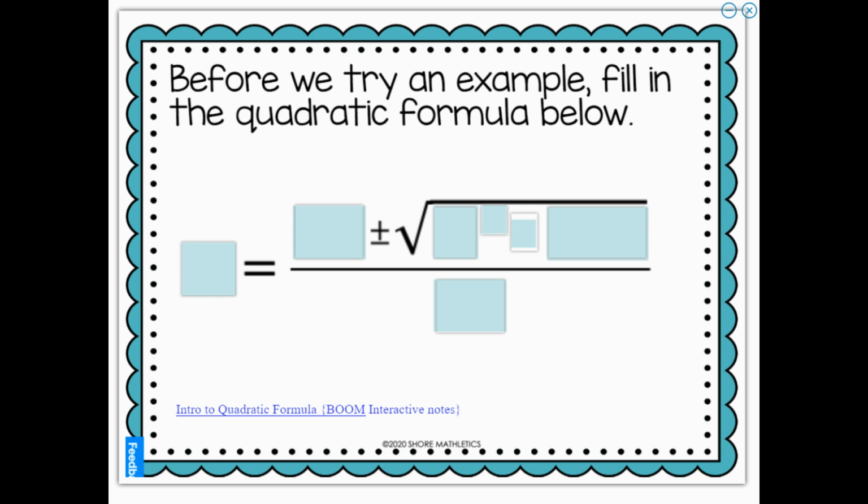Okay. On the very front of your foldable is the quadratic formula. Okay. What are we solving for when we're solving a quadratic formula? What are you going to put in this box right here? Nope. X. You're solving for X because we know that Y is already 0. So we're solving for X.